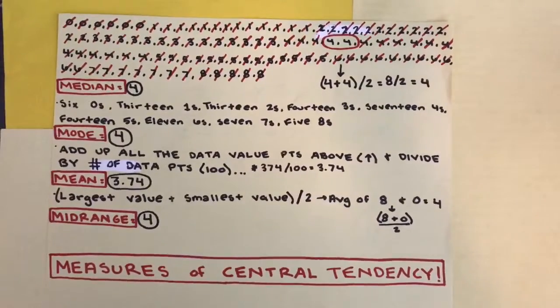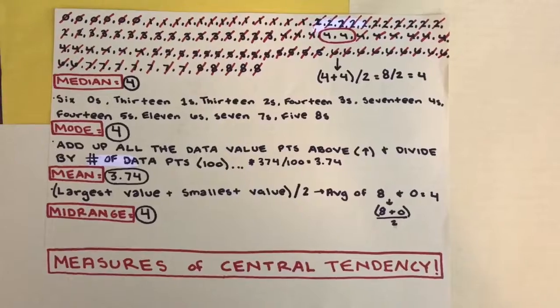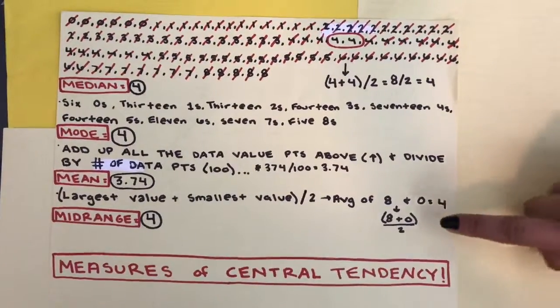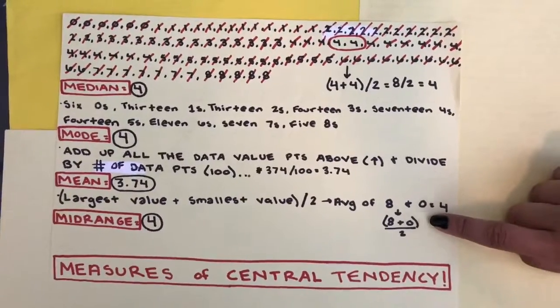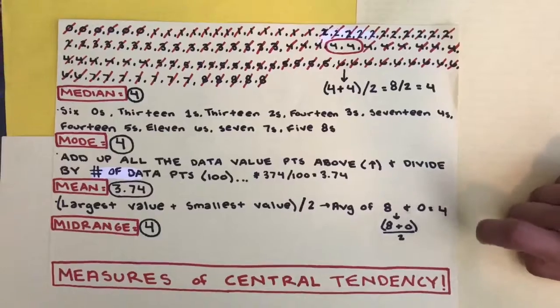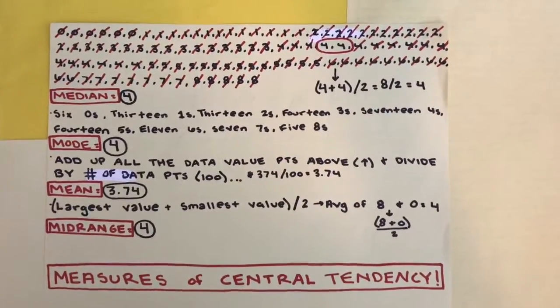For mid-range, the mid-range is the average of the largest data point and the smallest data point. So there we took the largest one, which is 8, and then plus our lowest one, which is 0, so 8 plus 0 is 8, and we divided it by 2, because we're finding the average of those 2 points, and that is just 4, so our mid-range is 4.